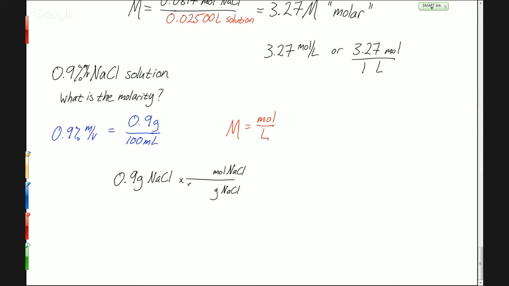So that's the same number, which was 58.5 per 1 mole. And that comes out to 0.0153 moles of NaCl.